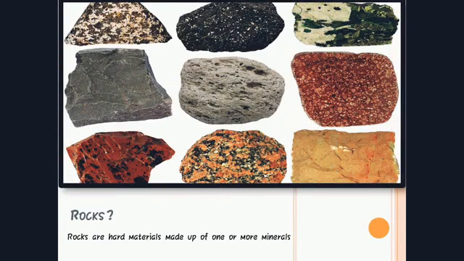First of all, let us see what is a rock. Rocks are hard materials made up of one or more minerals. Or we can say, in simple words, a rock is a solid made up of a bunch of different minerals.